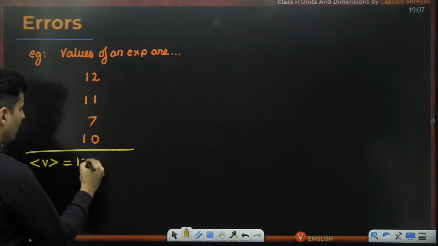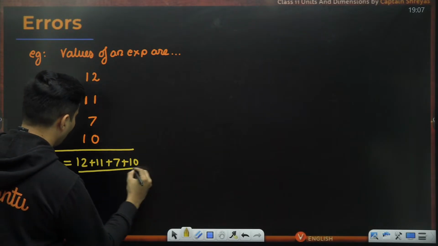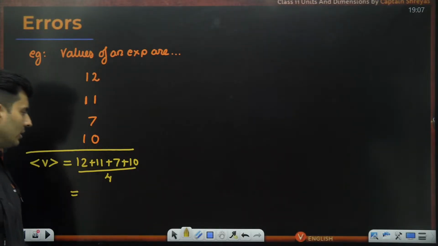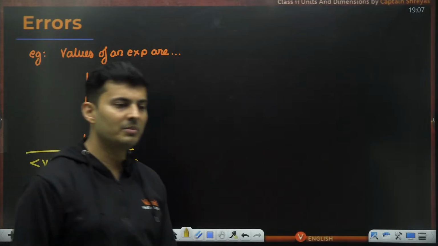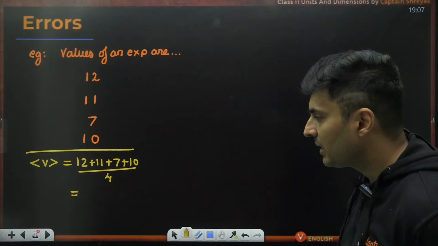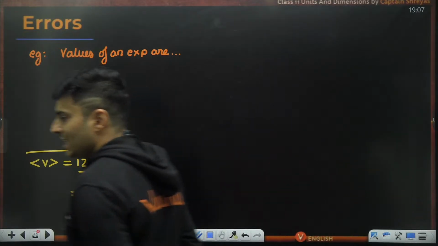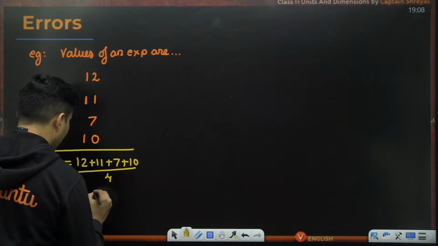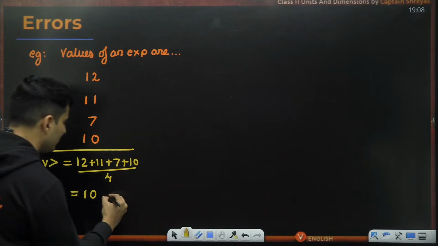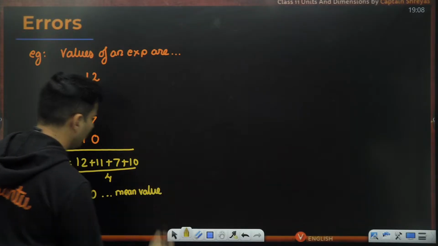So just add them up. 12 plus 11 plus 7 plus 10, the whole thing divided by the number 4. How much will it be, guys? Come on, do the math. 12 plus 11, 23. 23 plus 7, 30. 30 plus 10, 40. 40 divided by 4 is basically 10. So that is basically the mean value, the average value of the readings.